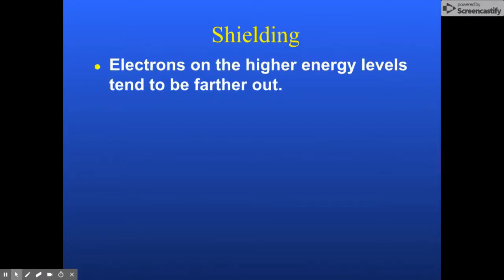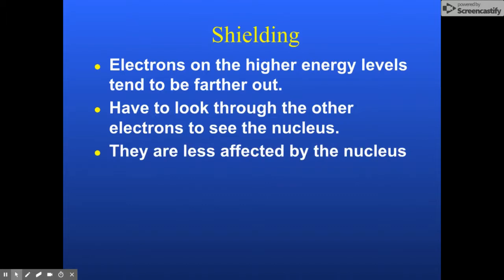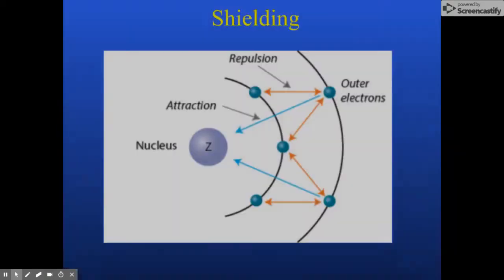All right, so we've talked about shielding. The electrons in the higher energy levels tend to be further out because they have to look through the other electrons to see the nucleus or to experience the attraction of that nucleus. So they're less affected by the nucleus, and so they experience a lower effective nuclear charge.